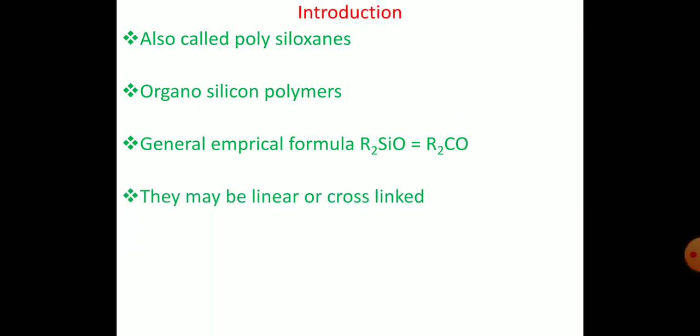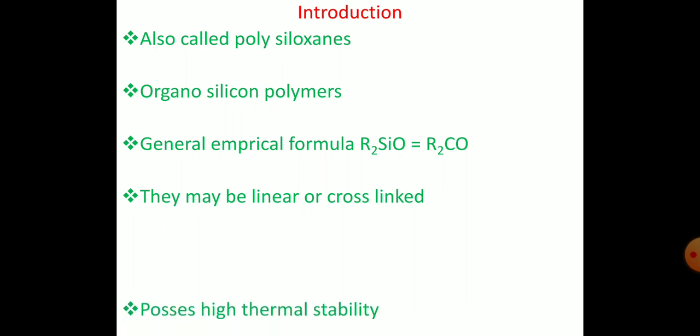What is given here? They may be linear or cross-linked. So it is representing the structure of silicones. The structure of silicone may be either a linear structure or it may be cross-linked. Cross-linked in the sense having a structure like a cyclic one, like a cage one. So that is called a cross-linked structure. So the structure of silicones may be either linear or cross-linked.